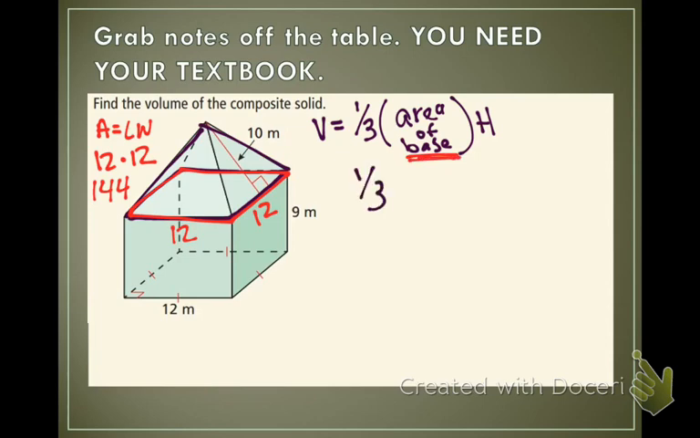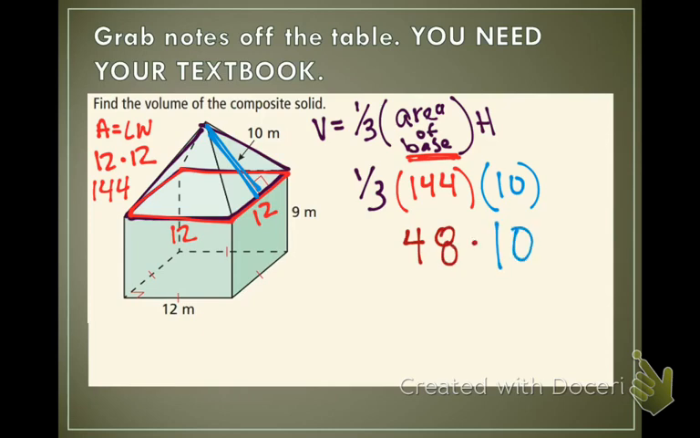So we have 1/3 times 144 times the height of the whole pyramid, which is 10. 1/3 of 144 is 48. 48 times 10 is 480. Is that my final answer?